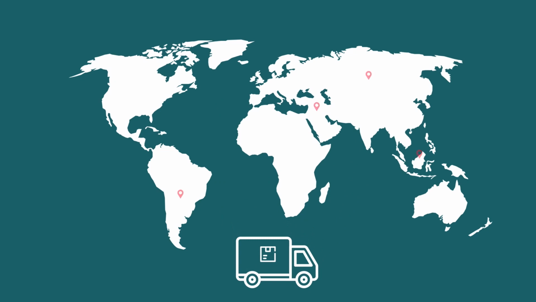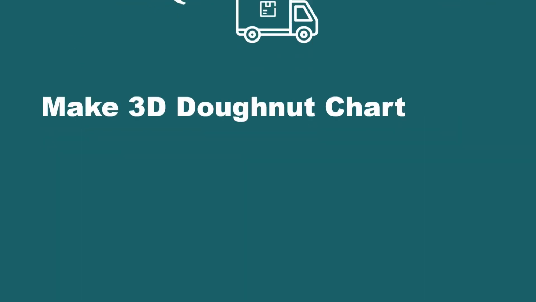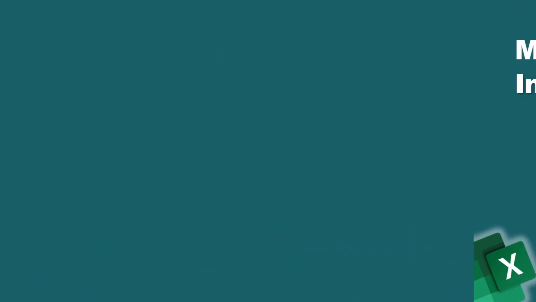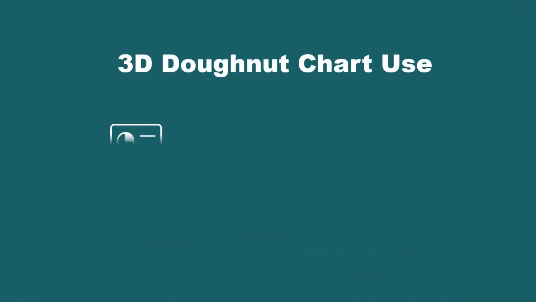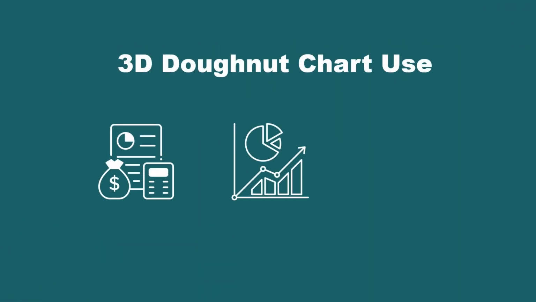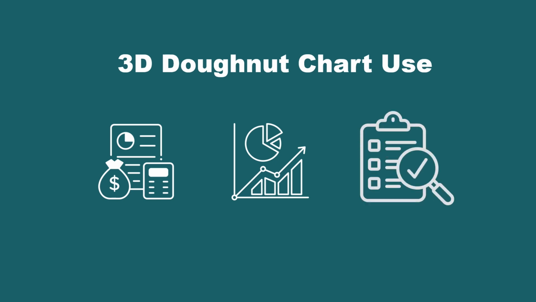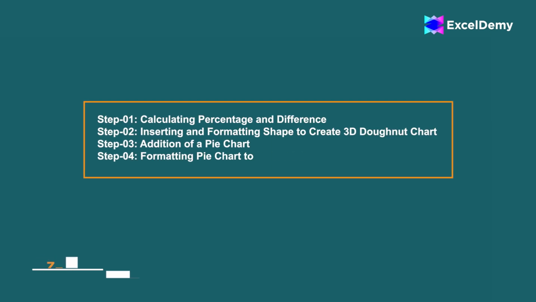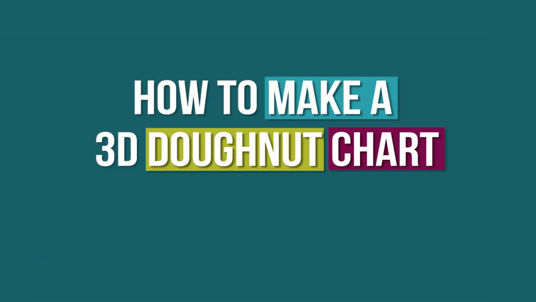Hello everyone. If you want to show the sales distribution across different regions, then making a 3D doughnut chart in Excel is the best option for you. Moreover, it can be used for budget allocation, market share analysis, and survey results. So this is Zehad Rian from Exceldemy, and today we'll learn 5 steps on how to make a 3D doughnut chart in Excel.